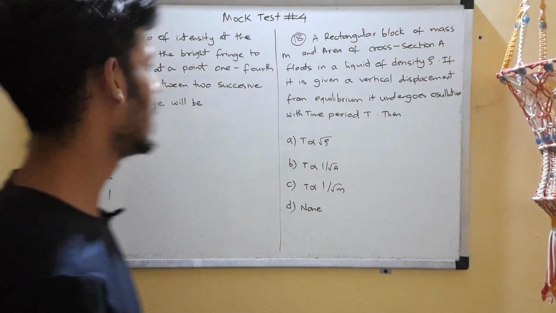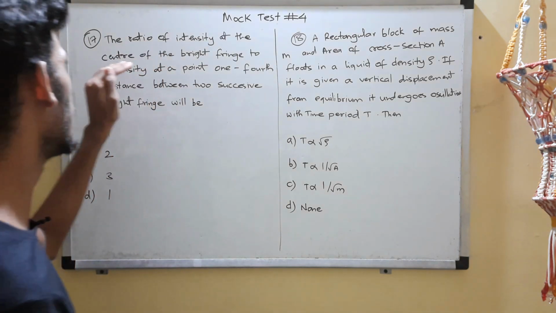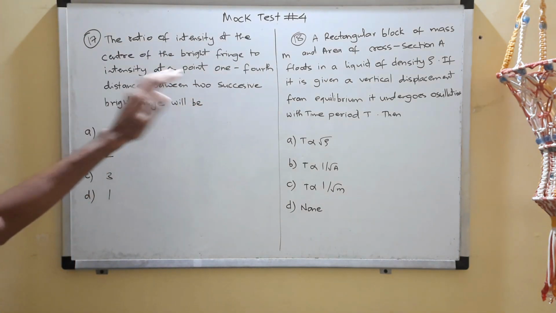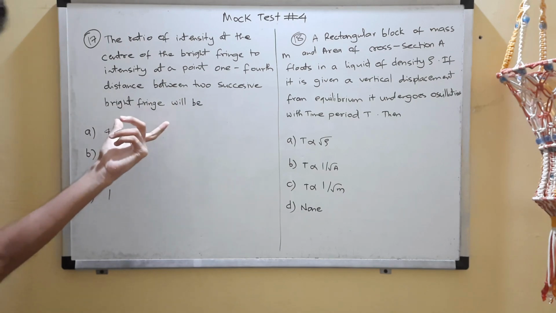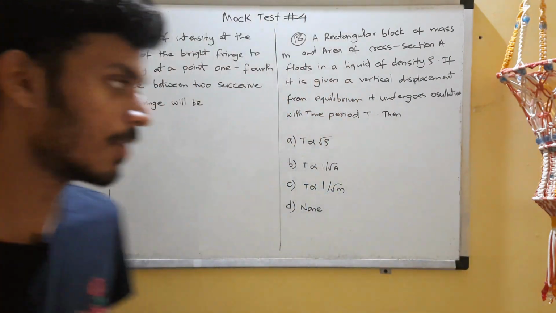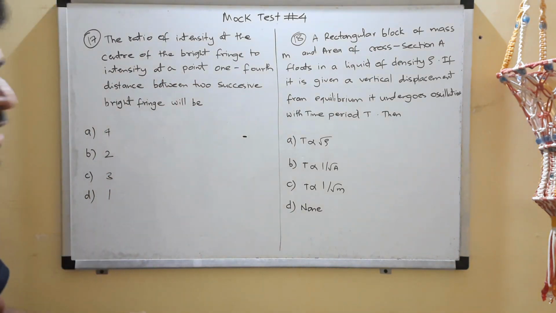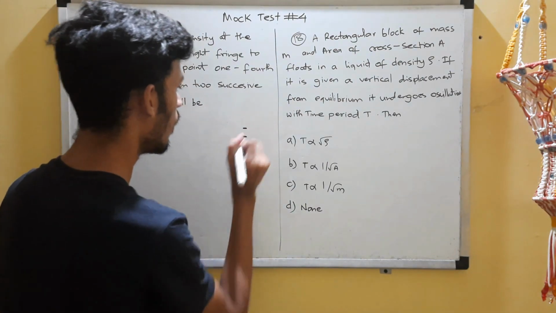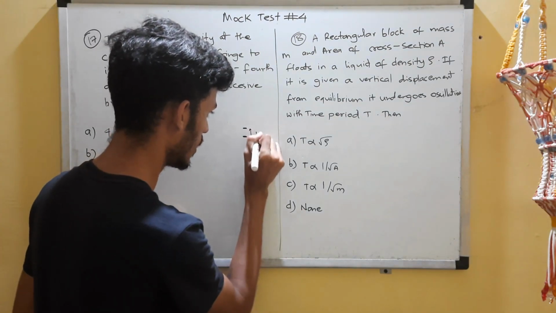Question 17 and 18 over here. In question 17, we are supposed to find the ratio of the intensity at the center of a bright fringe to the intensity at a point which is at 1/4 of the distance between two successive bright fringes. Okay, so 1/4 of the fringe width. So we are supposed to find, first of all, the intensity at the center of one bright fringe and at a distance of 1/4 of the fringe width.